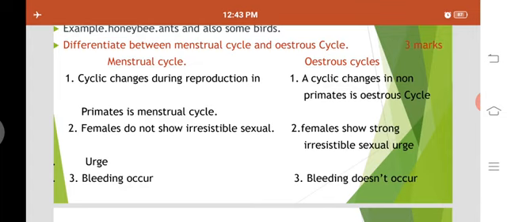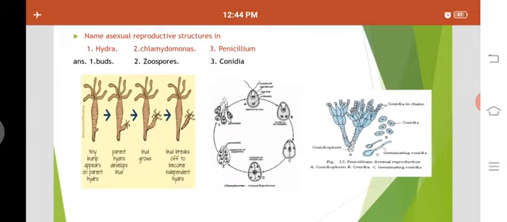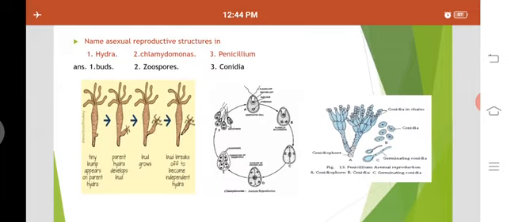If you want to mention examples, in the menstrual cycle you can mention monkeys, apes and human beings, and in the estrous cycle you can mention cow, dog, sheep, tiger. So many animals are there that you can mention in the estrous cycle. Understood? Okay, we'll move to the next question.